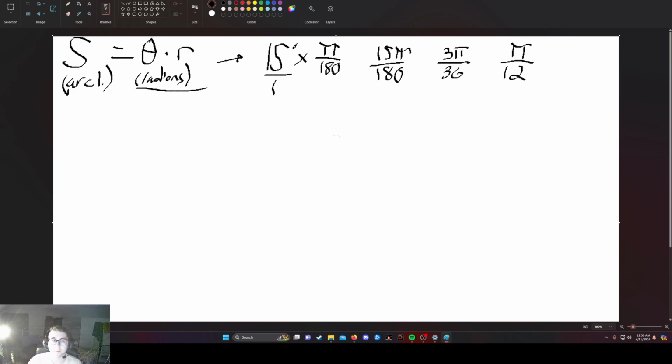Oh, I see. Okay, so I apologize. What we are doing here, I misunderstood the question. It says, show how to calculate the arc length using 15 degrees in your computation. I thought that meant use 15 degrees to get into radians.